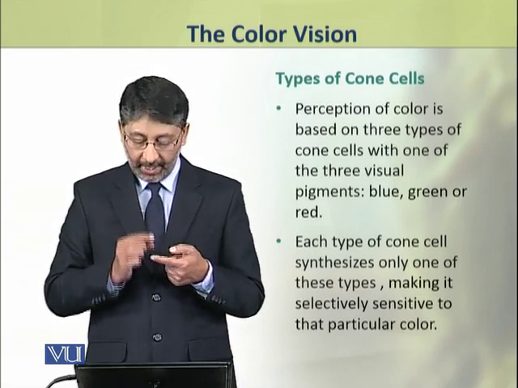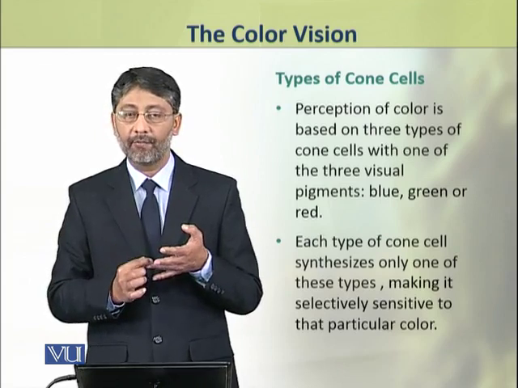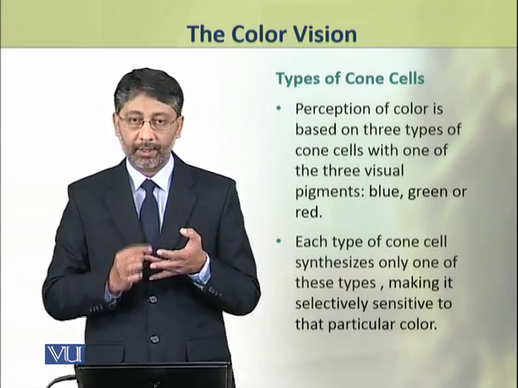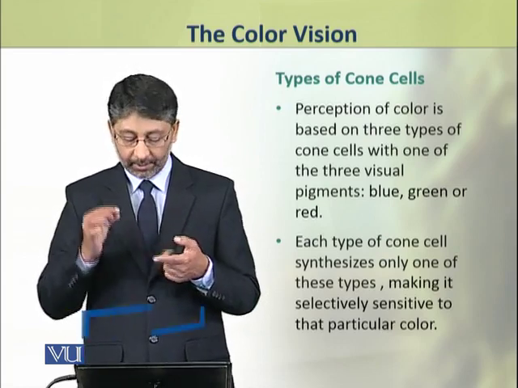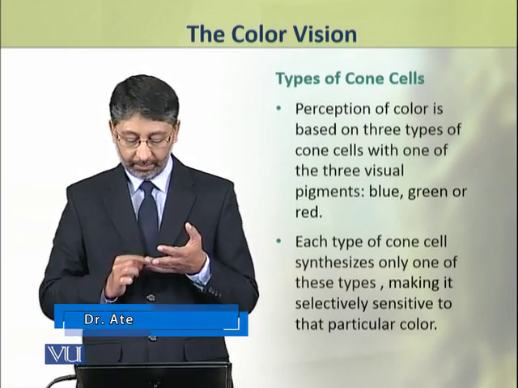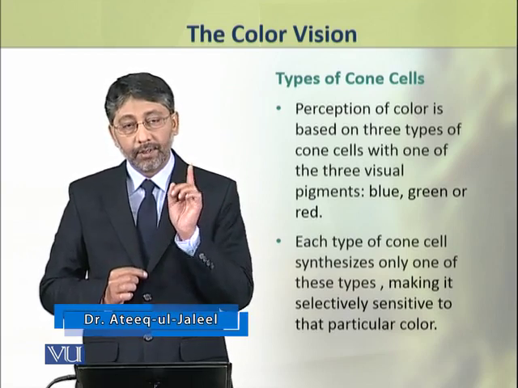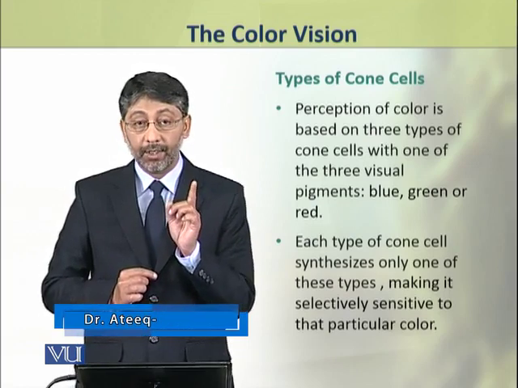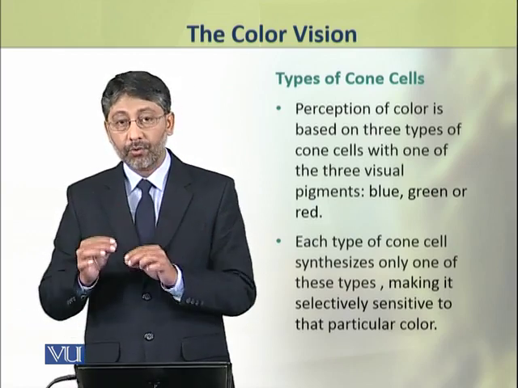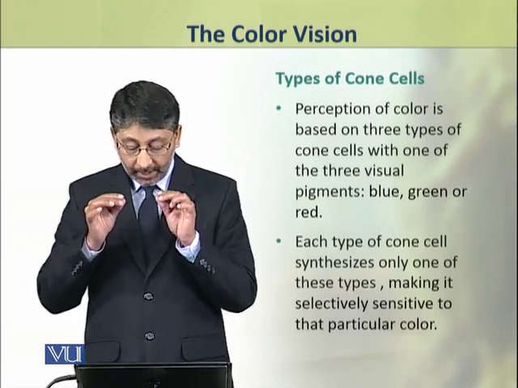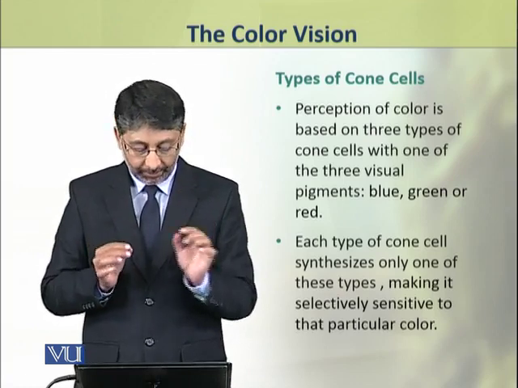A cone cell may have blue color pigment, it may have green, or it may have red color pigment. As a result, these are three types of cone cells: blue, green, and red. Each cone cell synthesizes only one of these three pigments, not all three. So, each cone cell is selectively sensitive to a particular color range.